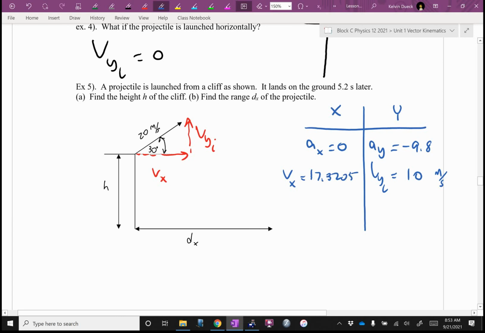And here's the bonus. Look up. T equals 5.2. T equals 5.2. I need 3 things to find the fourth. I got 3 things in each column.